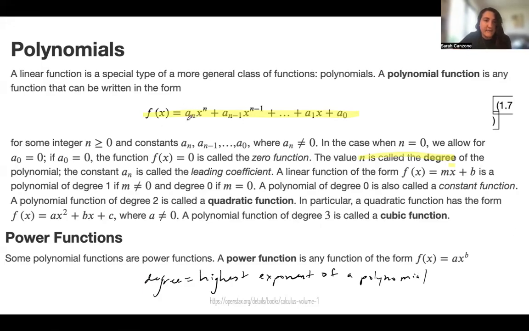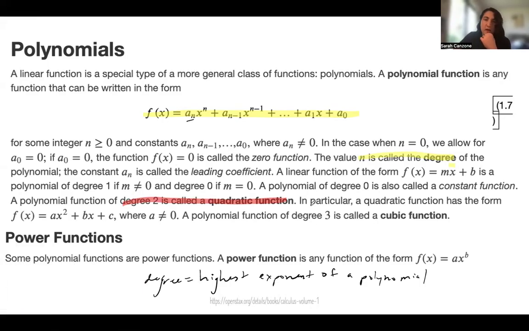The constant an right here is called the leading coefficient. I might refer to that a little bit, but you don't really need to know that a whole lot. And then the rest of this is just kind of some general stuff. So degree 2 is a quadratic function. This kind of is important to have the idea. Anytime you see something with an x squared, that's quadratic.